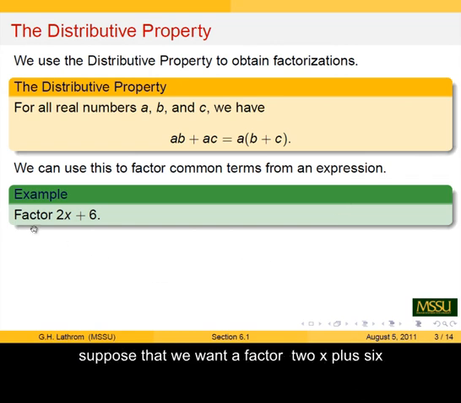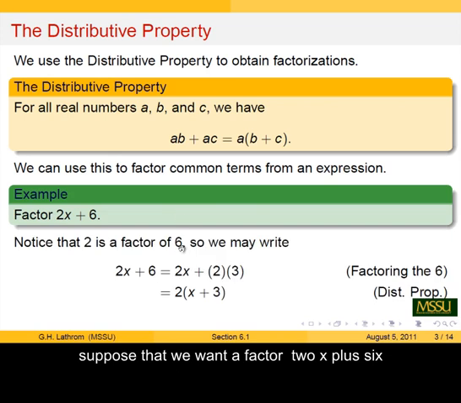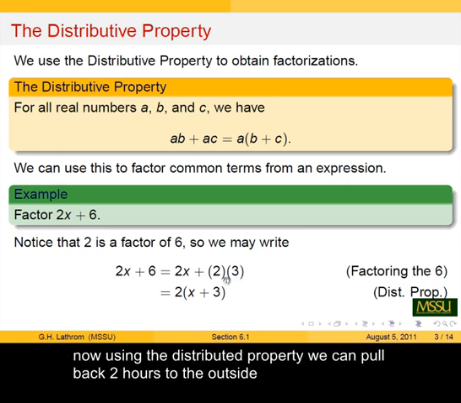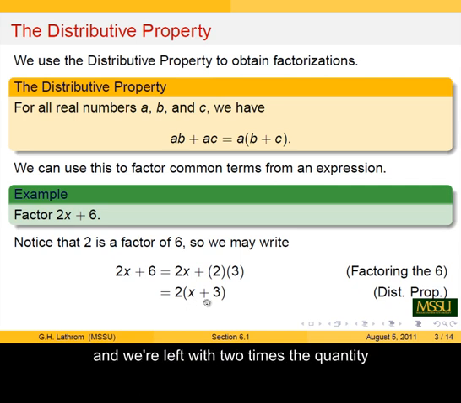Suppose that we want to factor 2x plus 6. We notice that 2 is a factor of 2x, but 2 is also a factor of 6. So we can write 6 as 2 times 3. Now using the distributive property, we can pull that 2 out to the outside, and we are left with 2 times the quantity x plus 3.